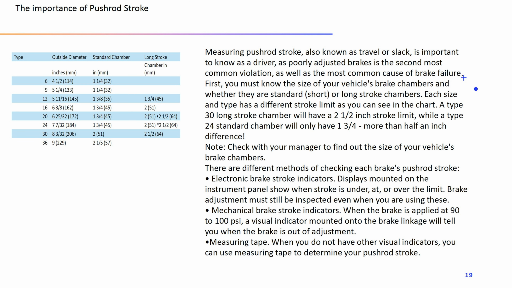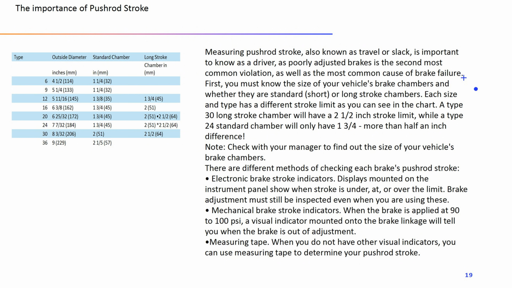First, you must know the size of your vehicle's brake chambers and whether they are standard, short, or long stroke chambers. Each size and type has a different stroke limit, as you can see in the chart. A Type 30 long stroke chamber will have a 2.5-inch stroke limit, while a Type 24 standard chamber will only have 1 3/4, more than 1/2 inch difference. Note, check with your manager to find out the size of your vehicle's brake chambers.